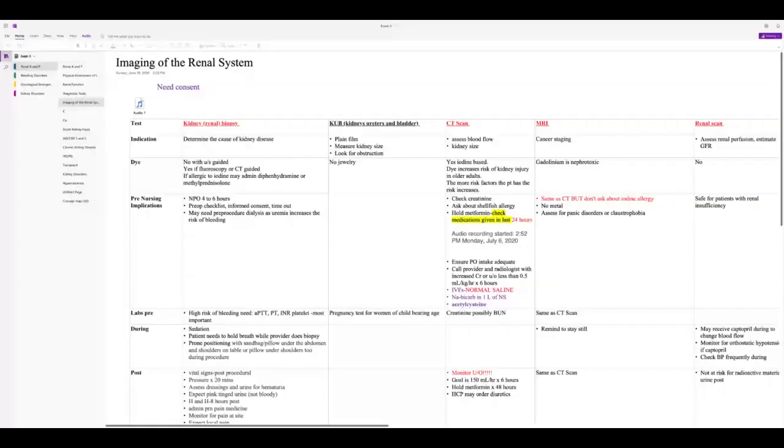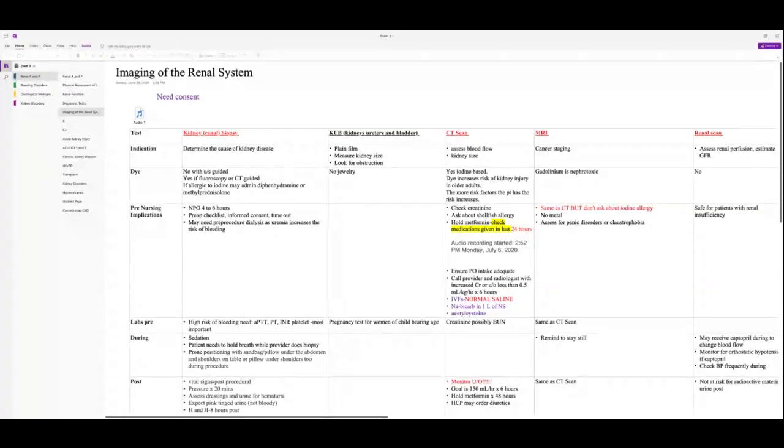All right, so you're going to need to know about imaging for the renal system. Basically, what you need to know is what's dangerous. The first test is a renal biopsy, and the reason it's dangerous is because the kidney is very vascular.